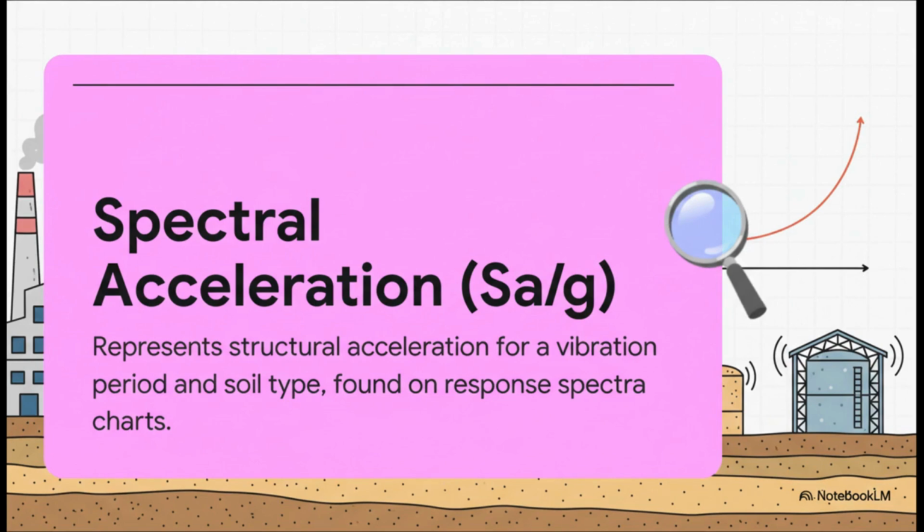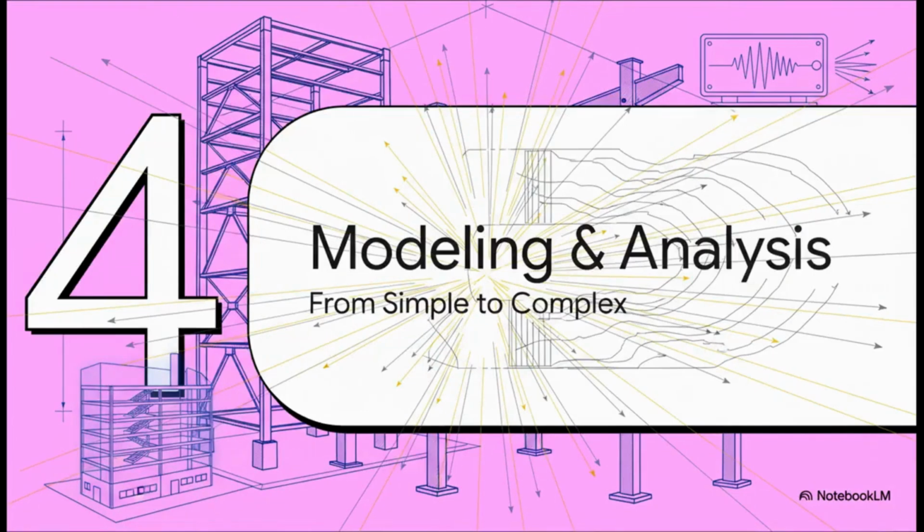This Sa/g value, which we pull from charts in the code, tells us how much the ground motion gets amplified for our building's specific period. And it's hugely affected by the soil. Soft, jello-like soils can amplify shaking tremendously, turning a moderate earthquake into a real monster. So, we've put together our formula. We've calculated our design force coefficient, but that's just a number. What do we do with it?